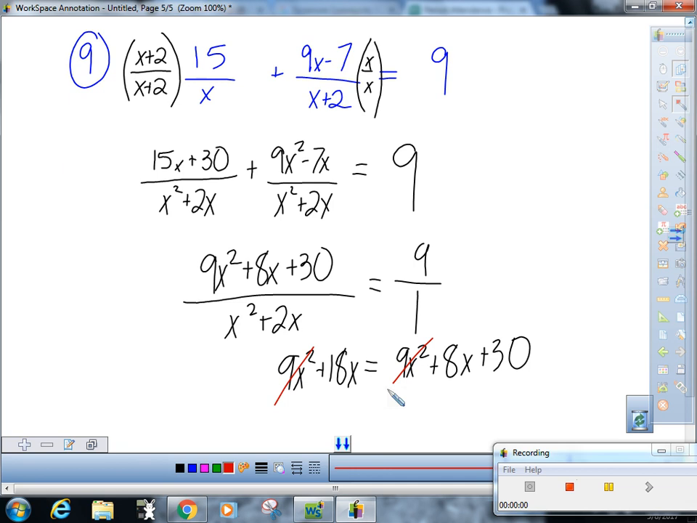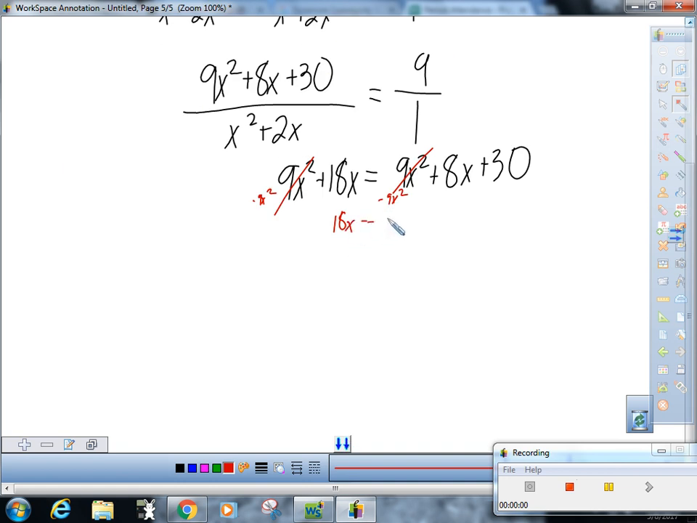Keep in mind, I didn't just magically do that. I subtracted 9x squared from both sides. That's really what I did, because I'm allowed to subtract anything I want from both sides. That's why they canceled. Okay? So now I have 18x, let's scroll down, 18x is 8x plus 30. Subtract 8x from both sides. You get 10x is 30. Divide each side by 10. You get x equals 3.